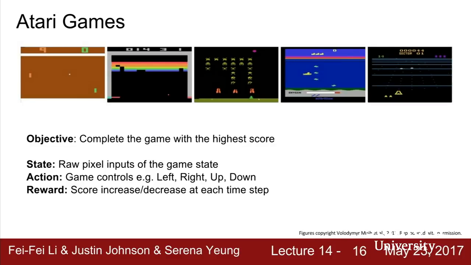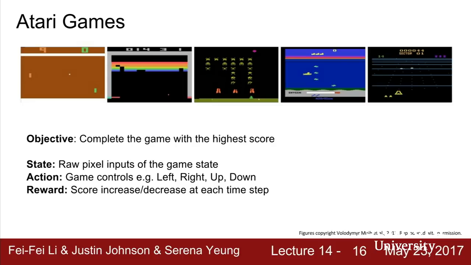So games are also a big class of problems that can be formulated with RL. For example, here we have Atari games, which are a classic success of deep reinforcement learning. Here the objective is to complete these games with the highest possible score. Your agent is basically a player that's trying to play these games. The state is the raw pixels of the game state, so these are just the pixels on the screen that you would see as you're playing the game.